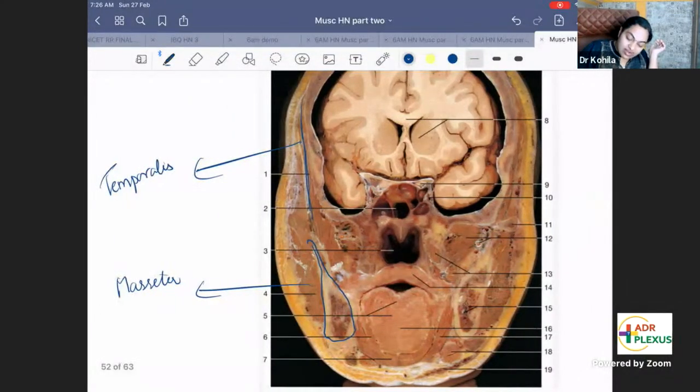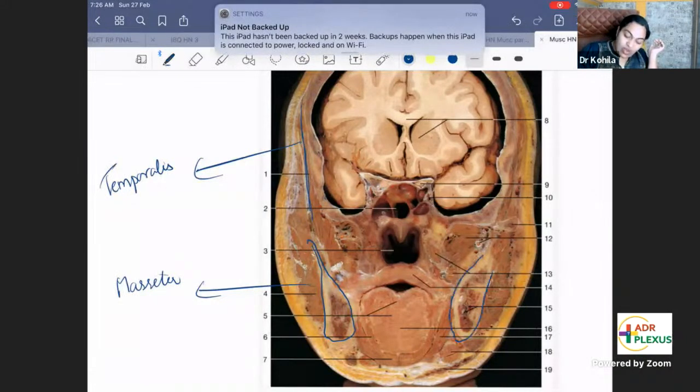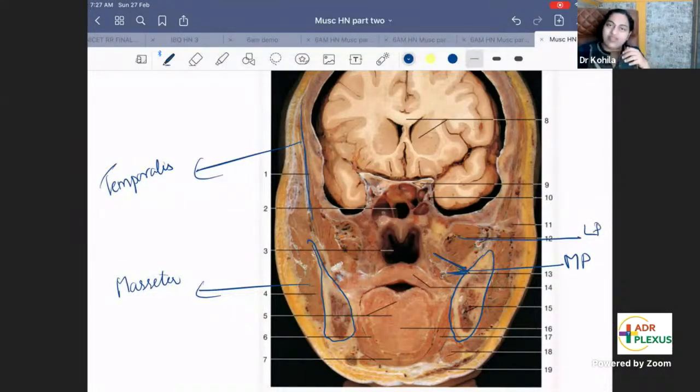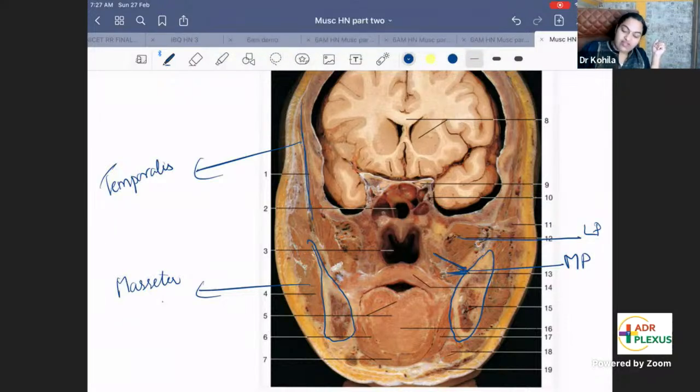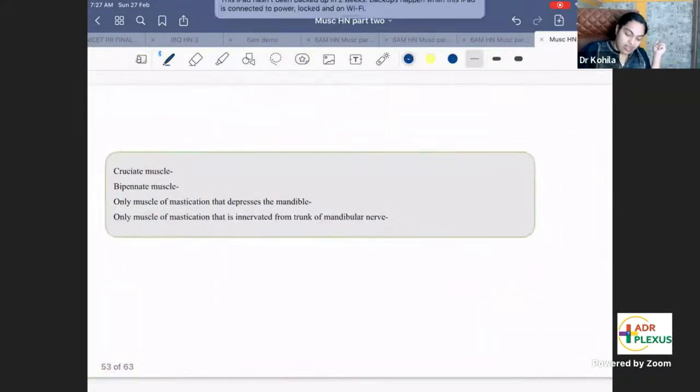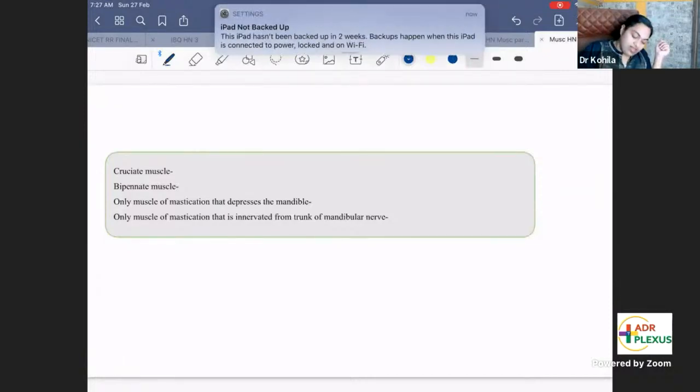Okay, here, this is the ramus I told you. On the inner aspect of the ramus, the two heads. This is your medial pterygoid. This bulk is the lateral pterygoid. This has been asked in your previous NEET-PG question, the muscles of mastication, right? So, note the bony landmark: ramus of the mandible, outer surface masseter, inner surface medial pterygoid. Above that, lateral pterygoid, coming from above temporalis. Okay? So, cruciate muscle is masseter.